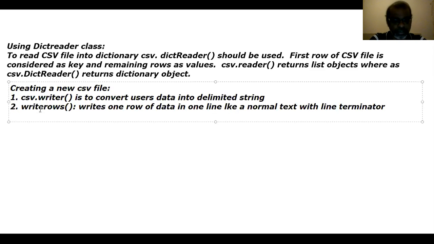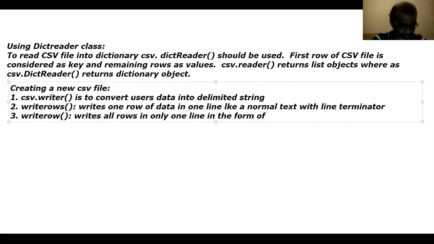So the third point. One more method is there, that is writerow without s. So your second one is writerows, third one is writerow. Writerow writes all rows in one line, only one line, in the form of a nested list, without line termination. These 3 points we must know.